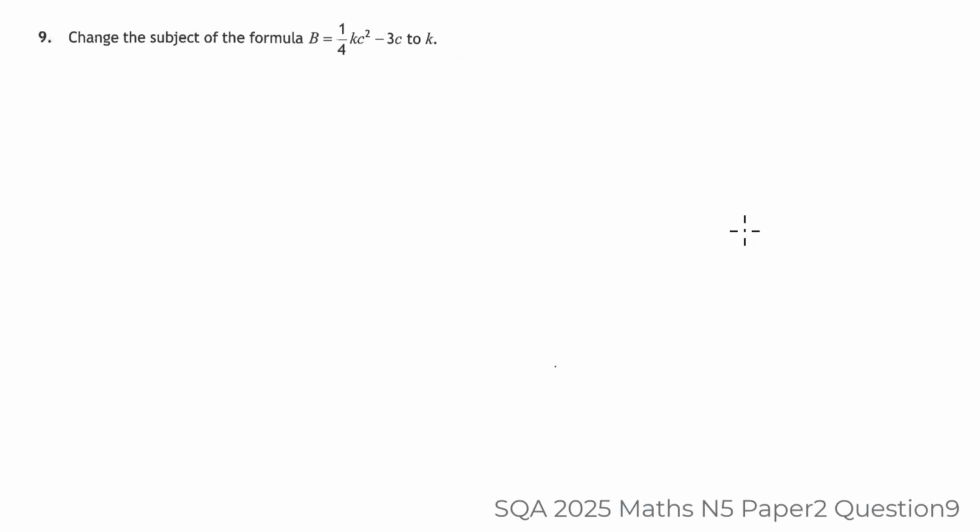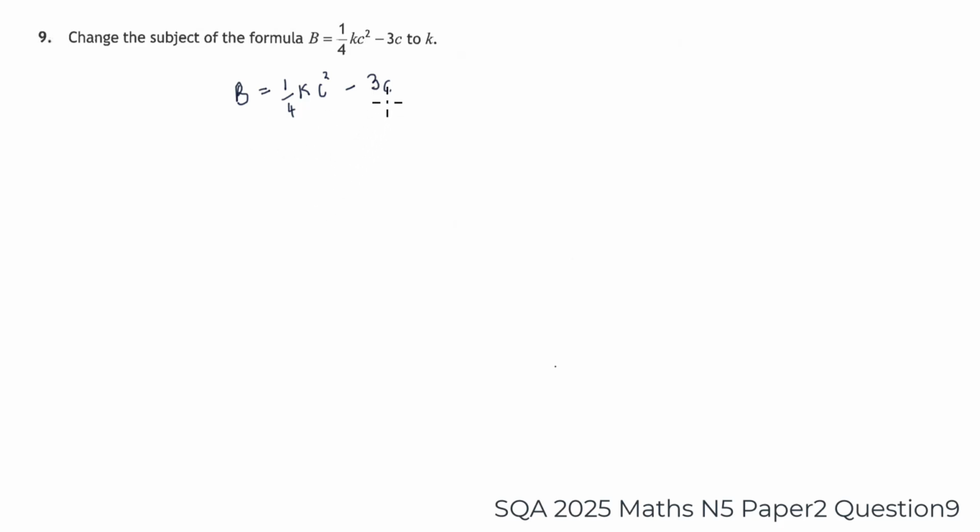So here's question 9. We're asked to change the subject of this formula. At present the subject is B, and we're asked to change it to K. So this involves getting K on its own, isolating K and getting rid of all the rubbish that's round about it. And we do this by normal balancing equation. So what we do to the left hand side we do to the right hand side to keep the balance equal.